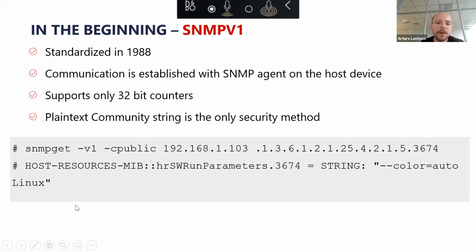And this is an example of how an SNMP version 1 GET works. We are passing the community, pointing it towards the IP address of our device, and then specifying the OIDs over here. And this is the output that we get. We get an OID result over here and the output, which is the string Linux.